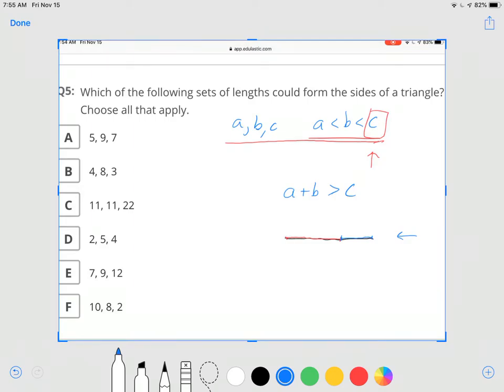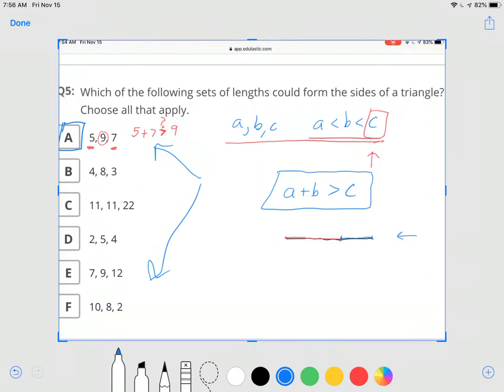Okay, so we're basically looking to see for which of these options do we have this property, which is that the two smaller sides have to be bigger than the third one. Okay, so let's look at option A. Option A says 5, 9, and 7. The two smaller sides would be 5 and 7, and we have to ask whether 5 plus 7 is bigger than the remaining side, 9. The answer is yes, it is. So this could actually be a triangle. Option A works.